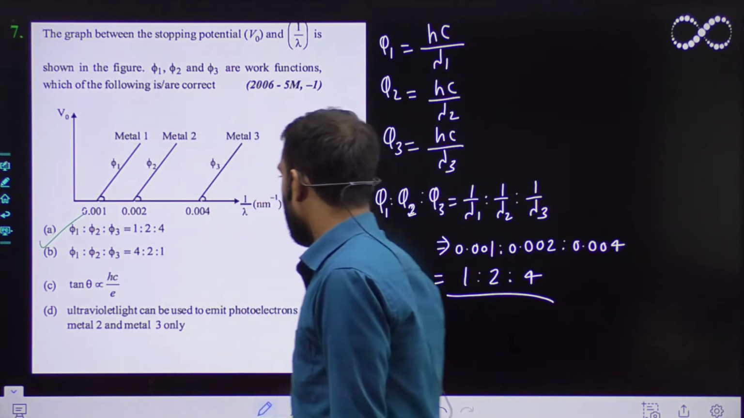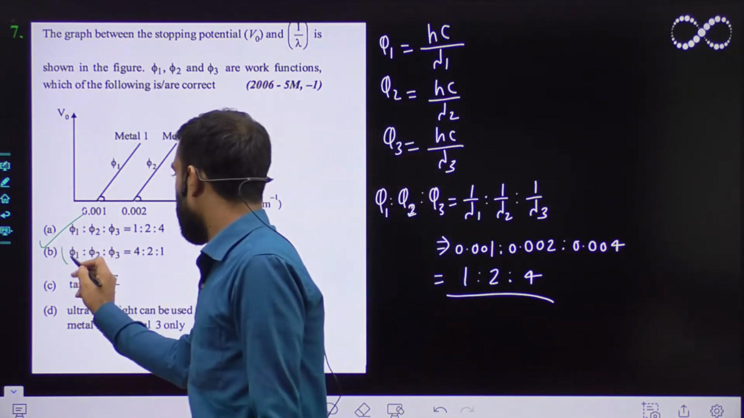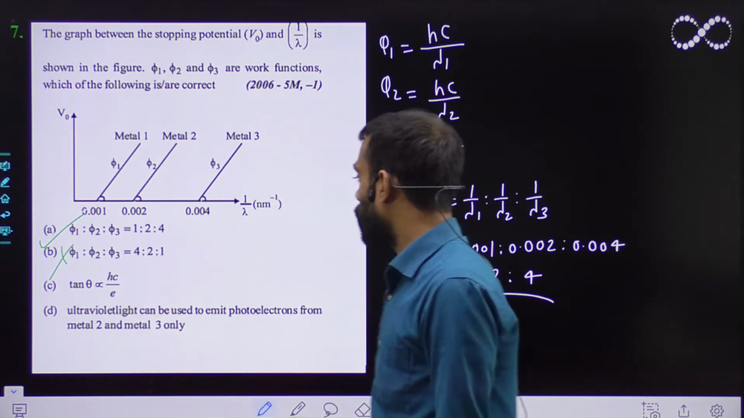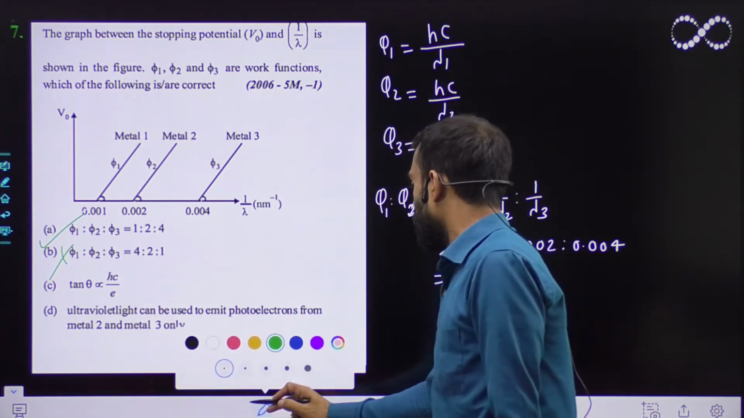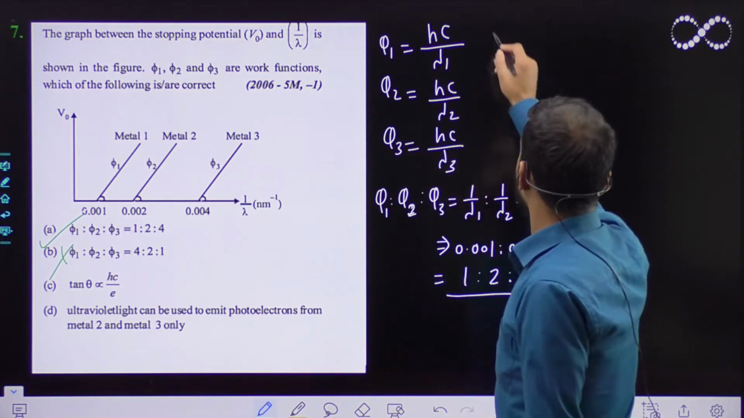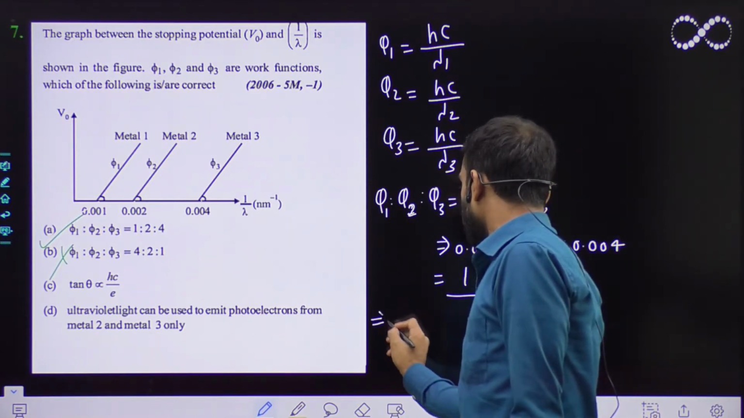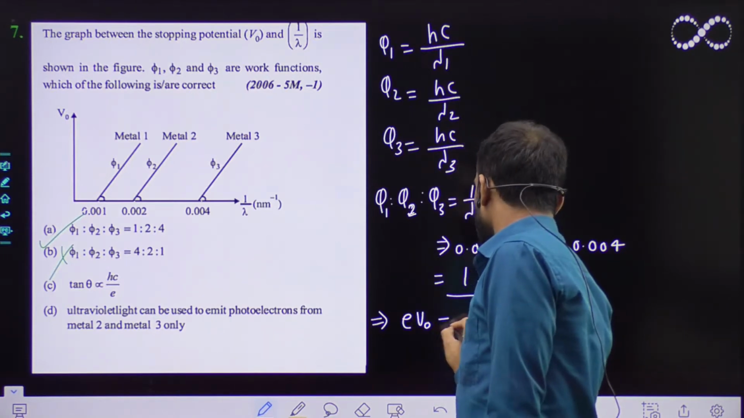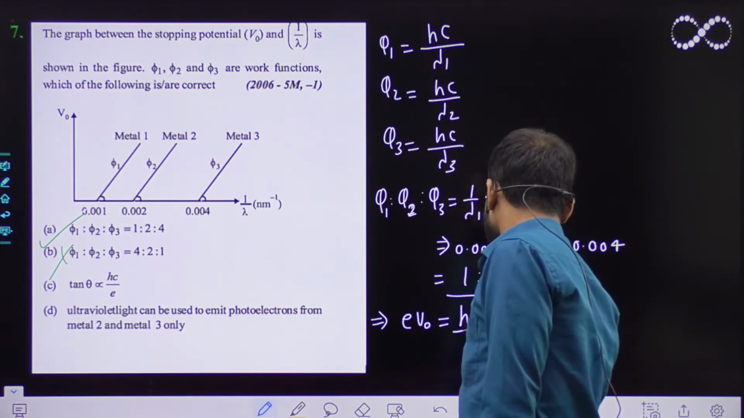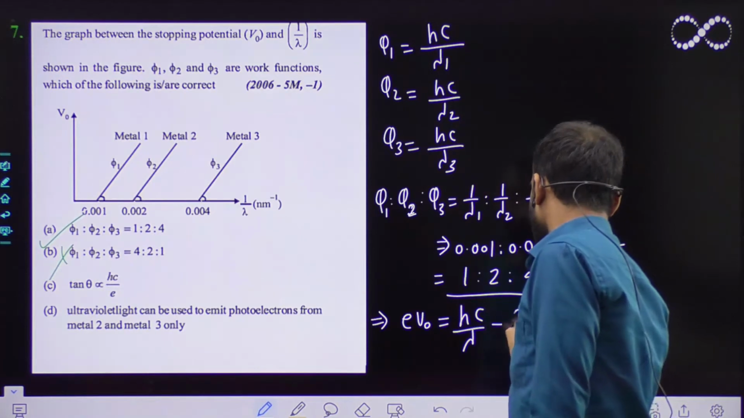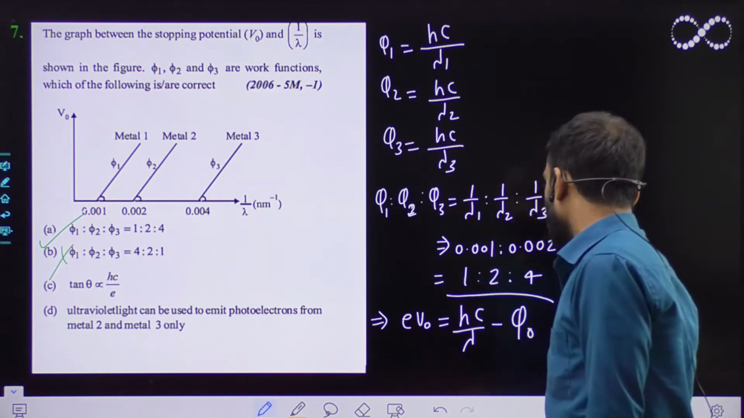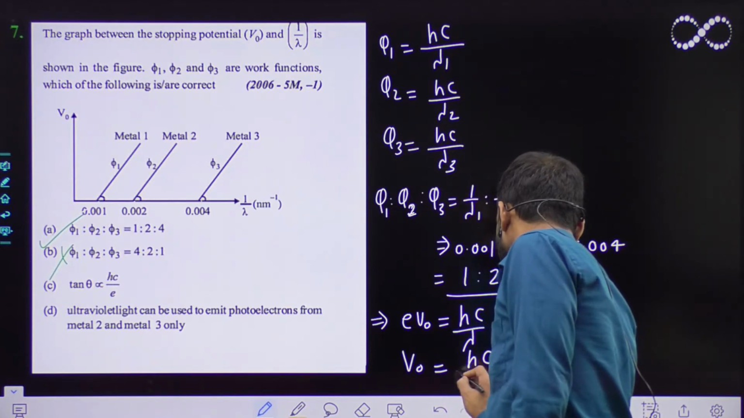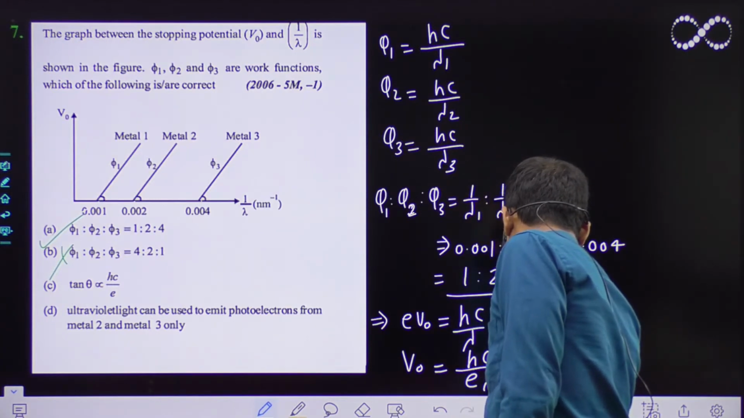Now option B is obviously wrong: if A is correct, B will be wrong. Now option C says tan theta is equal to hc upon e. Let us check this one. As you all know, e V naught is equal to the photon energy, that is hc upon lambda, minus the work function, phi naught. So from here I can say V naught is equal to hc upon e lambda minus phi naught.